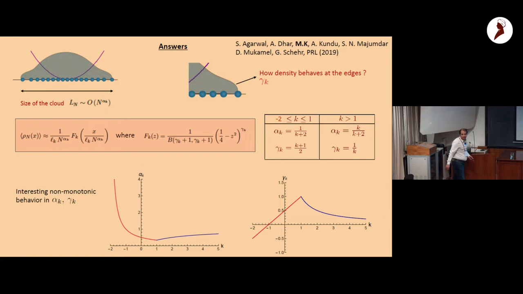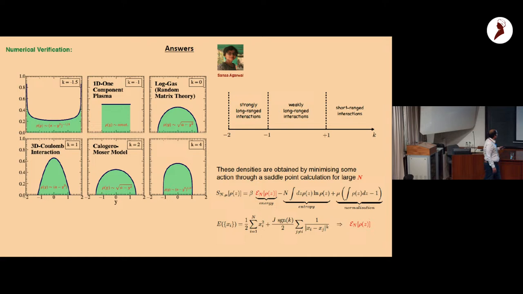So for different values of k, these are the density profiles. Let us start from the bottom right. k is 4, so it's 1 over xi minus xj to the power 4. You have this dome, and when k is 2, it becomes like a semicircle. k is 1 is like your ions, so it is 1 minus y squared. This is again the log gas, which is again a semicircle. So k equal to 2 and k equal to 0 have the same density profile. Then this is k equal to minus 1, which is a one component plasma. And this is k equal to minus 1.5, which has this U-shaped density profile. So it has an integrable divergence at the edges.